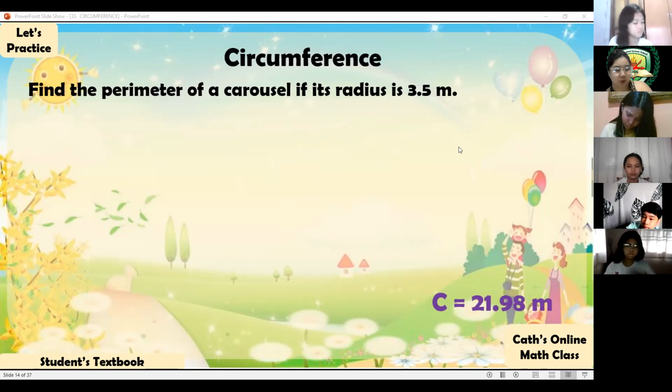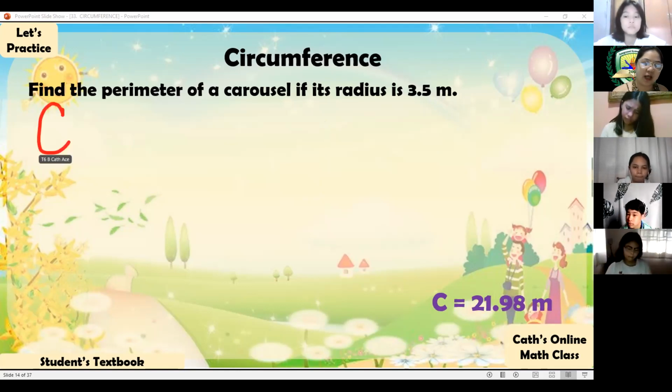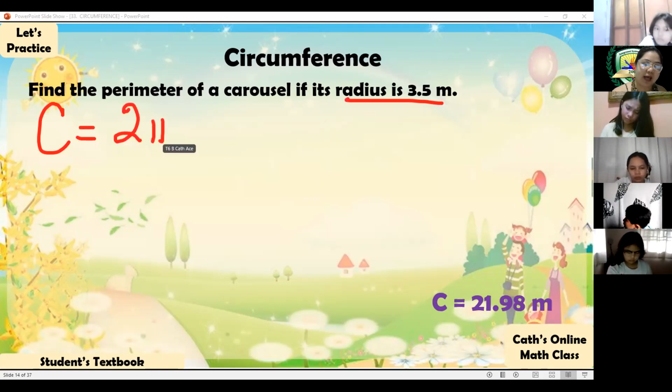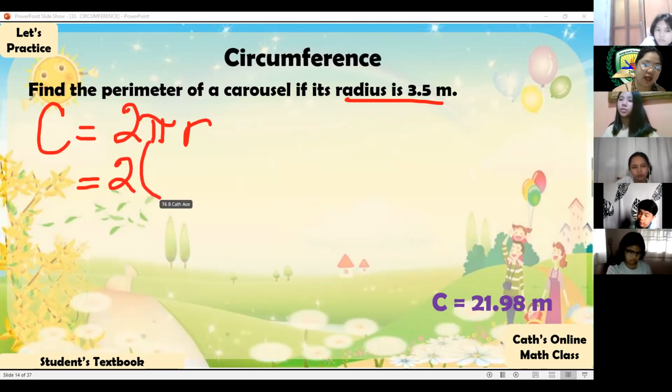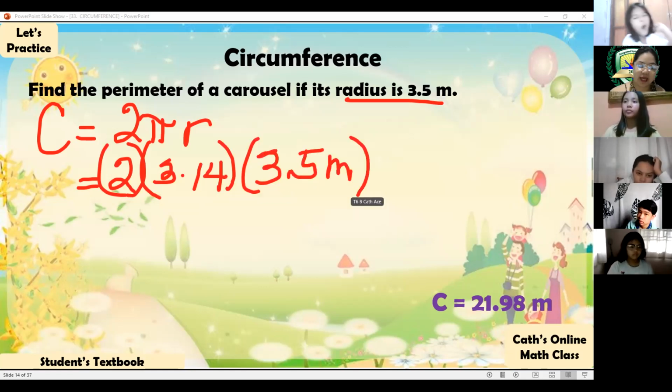Okay, so we have 21.98. Okay, how did you get it? So the formula, when the given is the radius, is 2 times 3.14 times 3.5 meters. You get 21.98.